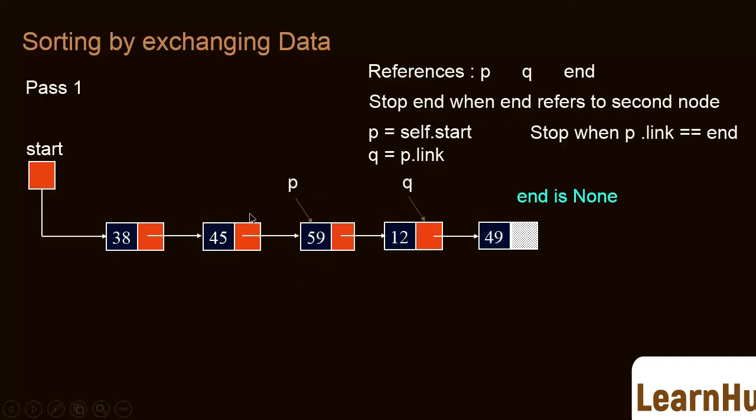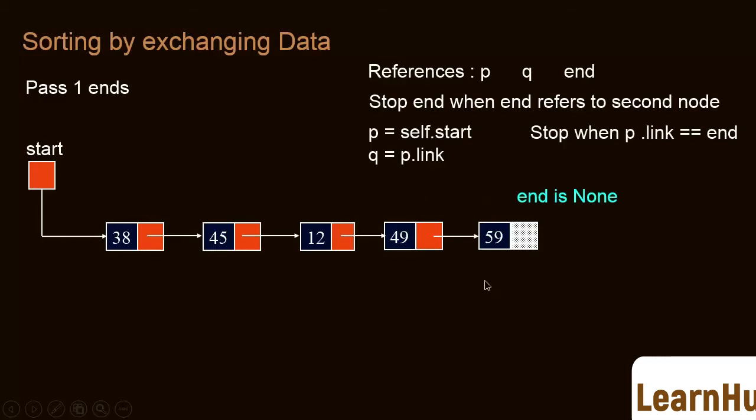Now we move P and Q forward. Now we need to swap because this one is bigger. So we'll swap them and move P forward and Q forward. Now again we need to swap. So we'll swap them and we move P forward. Now P-link is None and end is also None. P-link has become equal to end. So we have to stop. And this is the end of pass 1.